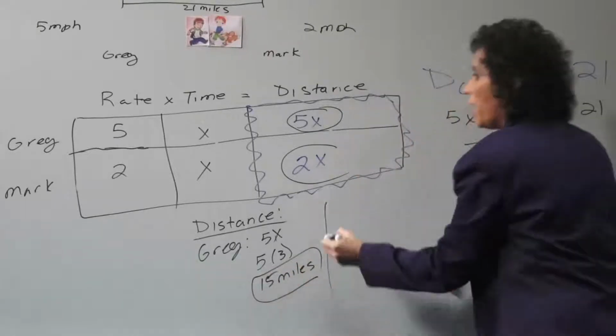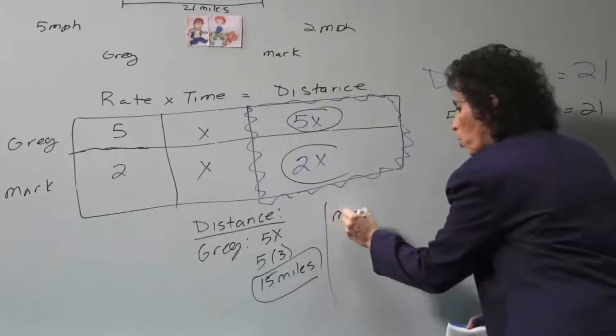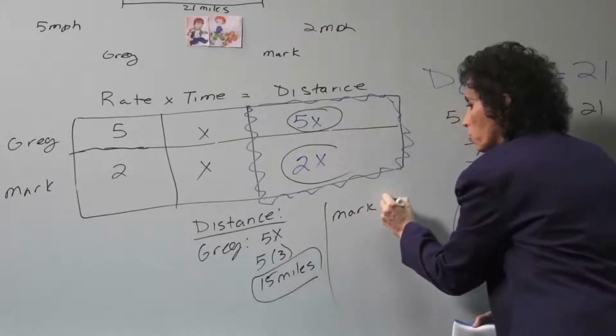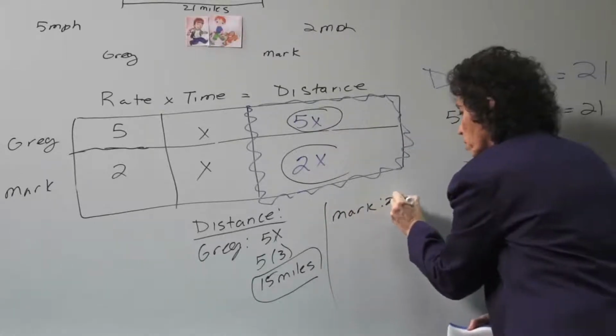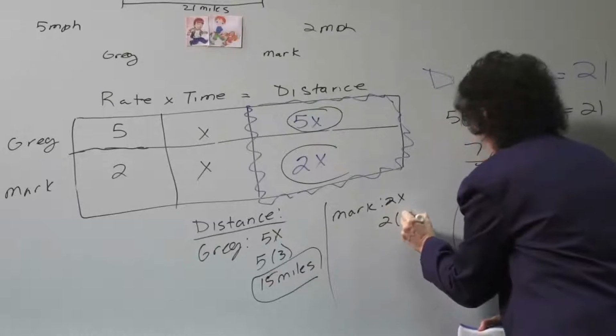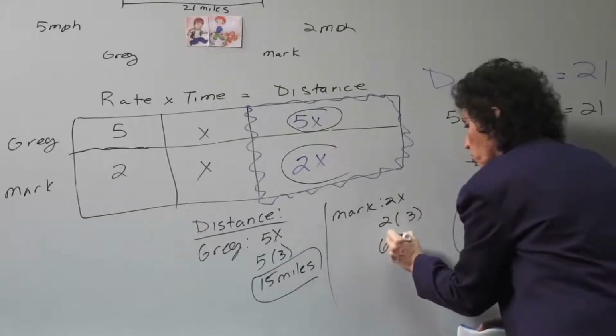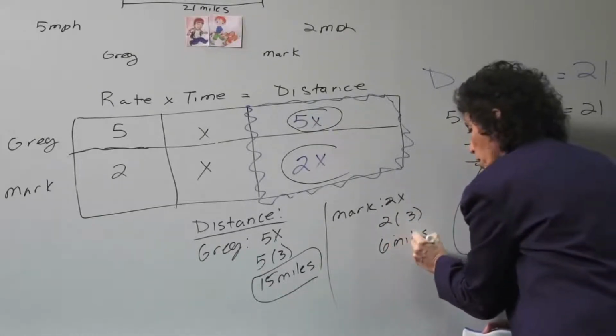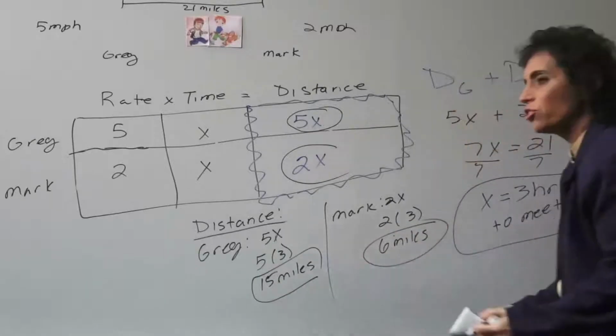Okay, and how far did Mark walk? Mark walked 2x, which is 2 times 3, which is 6 miles. And notice together they walked, yes, 21 miles.